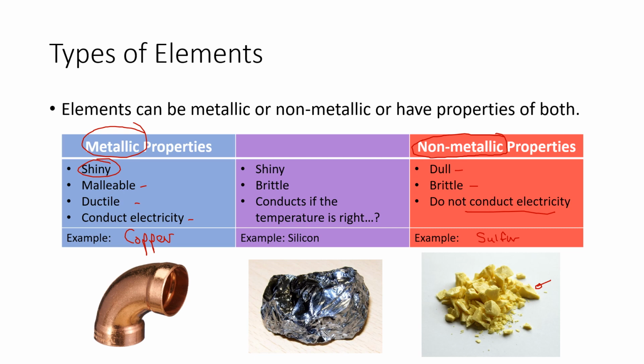In between, we have these guys called metalloids, which have some properties of both. So this is a lump of silicon right here, and you can see it's shiny like a metal, but it's also brittle. If you hit it with a hammer, it'll shatter just like the sulfur. And so it'll have a mix of properties of the two, and the interesting thing is that you'll find it in a distinct area of the periodic table, which we'll look at next.